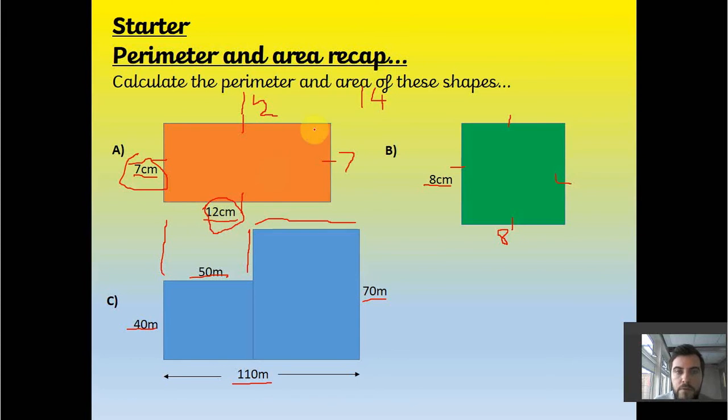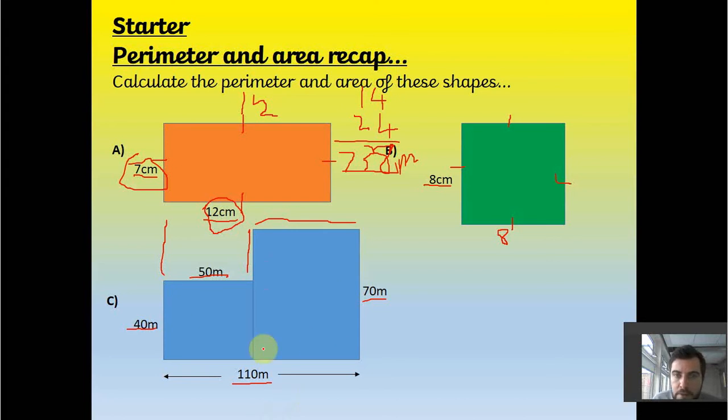Double 12 will give me 24. And then if I add them both together, excuse my writing, we add up our 1s, we add up our 10s, it gives us the answer of 38 meters. Alright, so perimeter equals 38, P equals 38 meters, and the area, I would multiply this together, so 7 times 12 would give me 84, so the answer would be 84 centimeters as well.